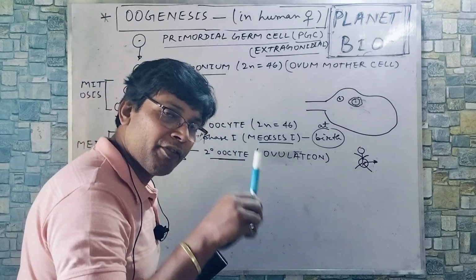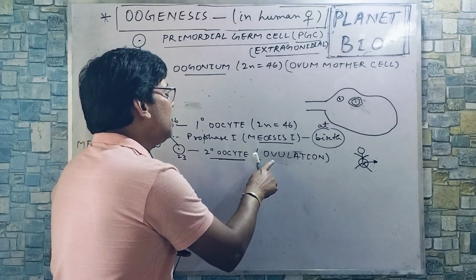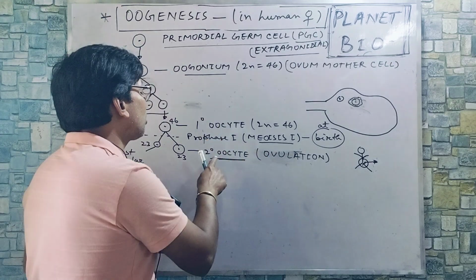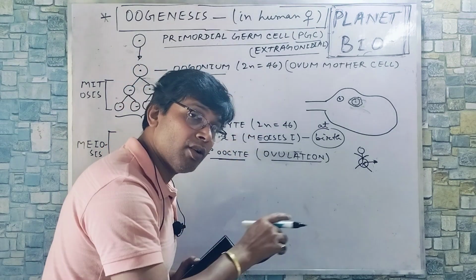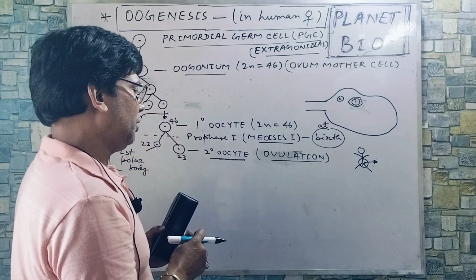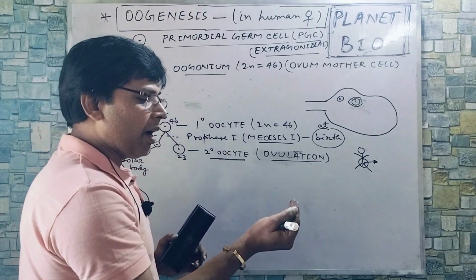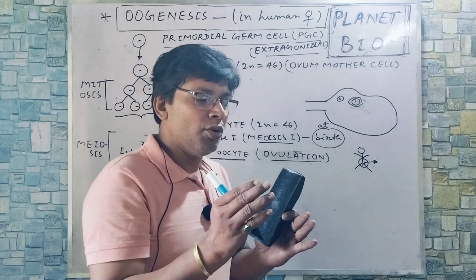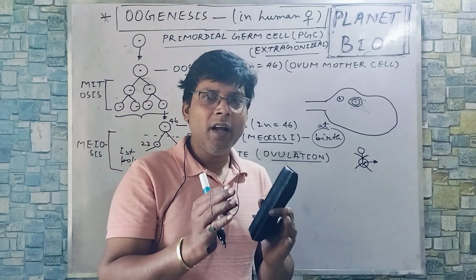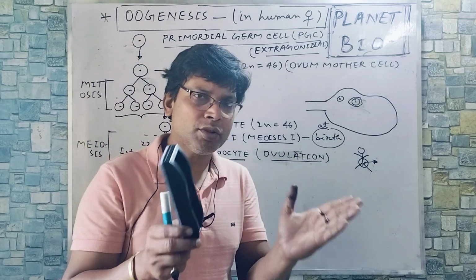Oogenesis means manufacture of an ovum. Release of an ovum, but in the form of a secondary oocyte stage, is called ovulation. It occurs in the middle of the menstrual cycle, on the 14th to 16th day. Suppose the menstrual cycle is of a lunar month, 28 to 29 days, and the ovulatory phase is going to occur on the 14th to 16th day.